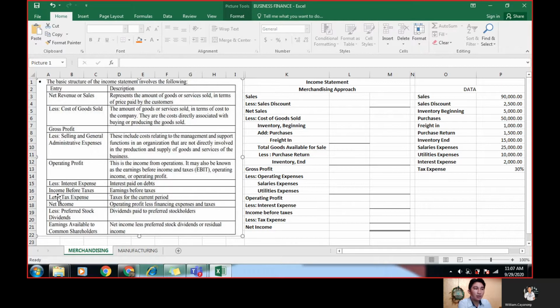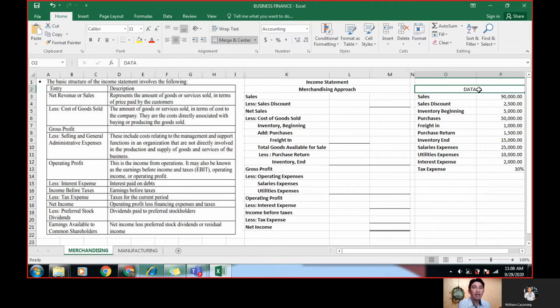Okay, so usually the taxes are 30% if we are talking about a corporation. Same with the partnership. But if we are talking about a sole proprietorship, they will be based on the graduated income tax schedule for individuals. Okay? So after that, deduct natin si tax expense to get the net income. Now, let's solve some problems. We have here the data.